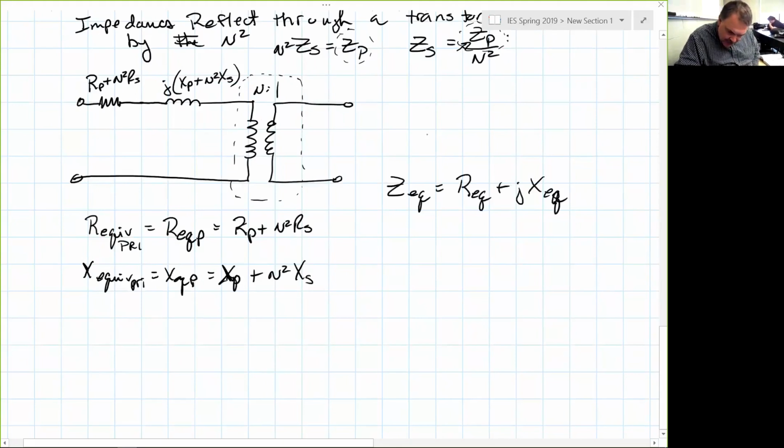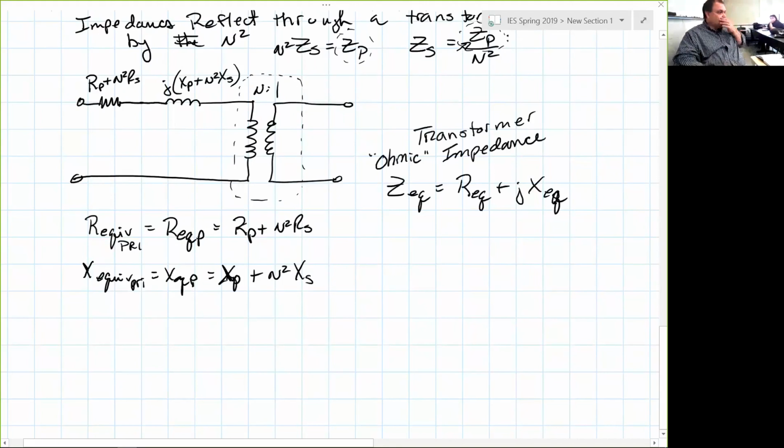And we can call this the transformer impedance. Sometimes I call this the ohmic impedance. In the near future, we're going to get to the per unit system, and we're going to have to differentiate between per unit ohms and ohmic ohms.